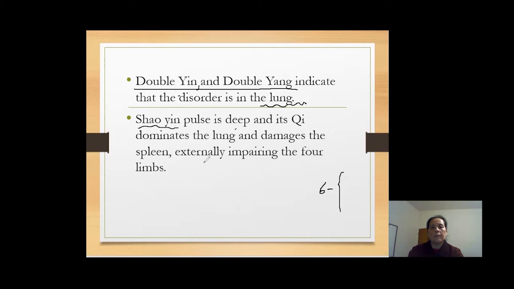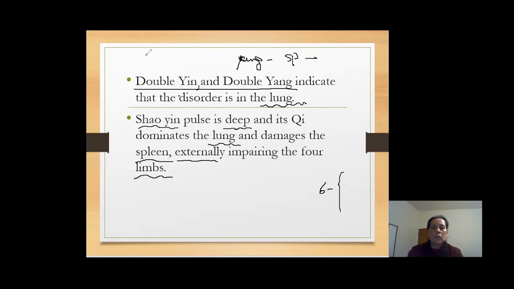From Huang Di Neijing's time, what are they talking about? Different yin yang disorders. So the pulse is deeper. And the qi damaged the lung and also damaged the spleen. And the external show up is the lymph. So we're still talking about a kind of relationship. Double yang is yang ming. Yang ming, we say foot yang ming, stomach. We can relate it with brain functions and it causes the lymph disorder there.